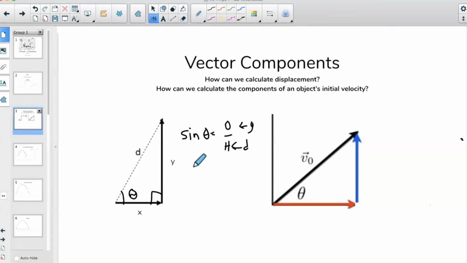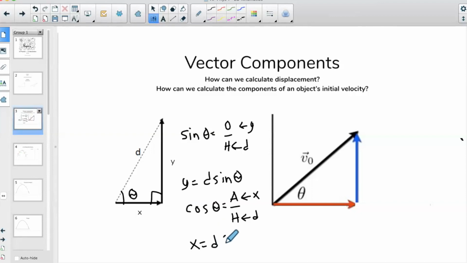And since we realize that this has all the quantities that we need to figure out the Y, we can just rewrite this equation as Y equals D sine theta. And that's essentially how we figure out the Y component of our first vector. And to figure out the X component, we can write out our next trigonometric formula. Cosine theta equals adjacent over hypotenuse. And once again, we know that the hypotenuse is just the original vector, and we know that the adjacent is X in this scenario. So we can write out the formula for our X component as X equals D cosine theta.